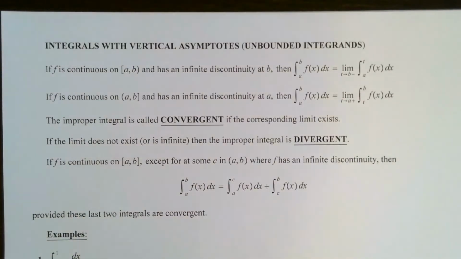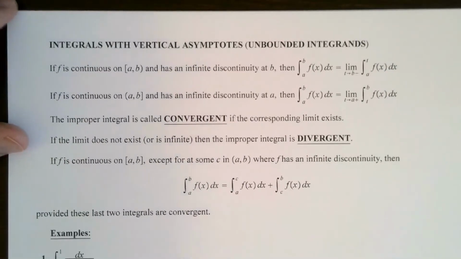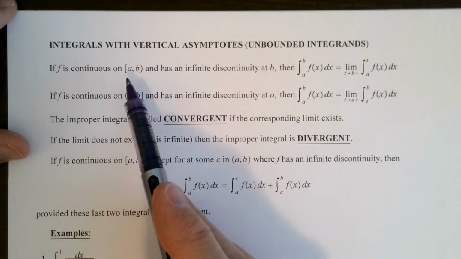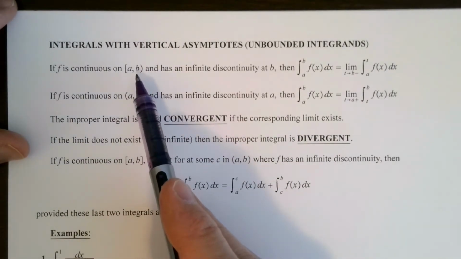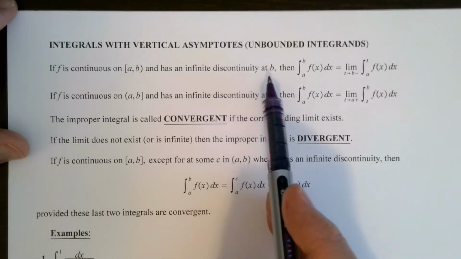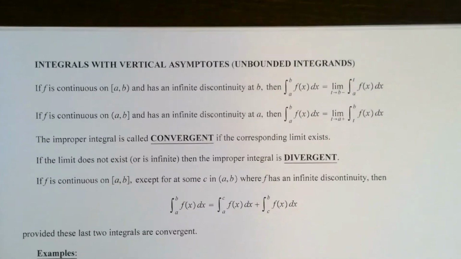Okay, so we're now going to spend this video looking at integrals with vertical asymptotes, or unbounded integrals. And so let's take a look at this. So integrals of this type, we're talking about the function is continuous on an interval from a up to but not including b. And it has an infinite discontinuity or vertical asymptote at b. So at its endpoint it has an infinite discontinuity or vertical asymptote.